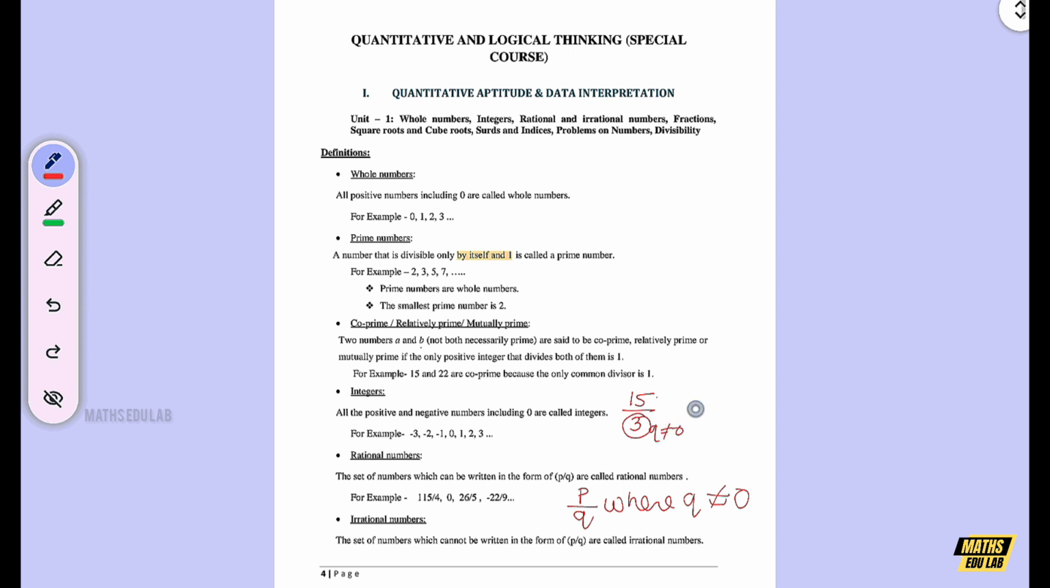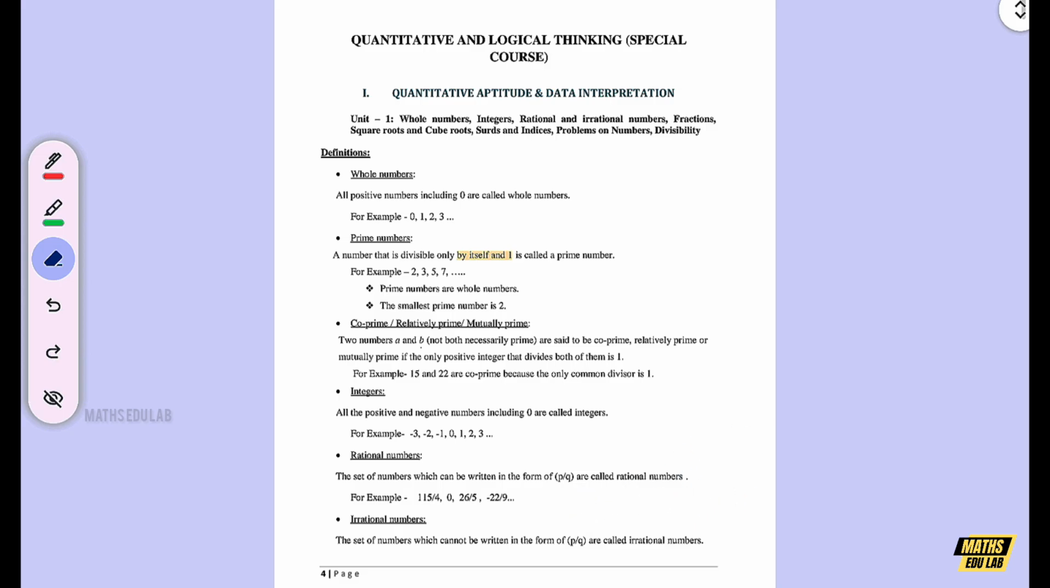Now if I write the value 7, this is also in p by q form. How? Because there is no number in the denominator, so simply I can write 1. This is our numerator and this is our denominator value. So q is not equal to 0, so 7 is also a rational number. Simply, we can write any number in fraction form, which should be in the form of p by q, and the denominator value should not be equal to 0. That is what we call a rational number.